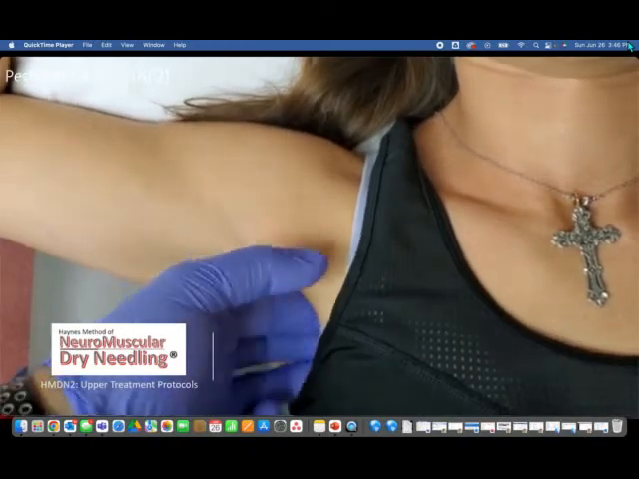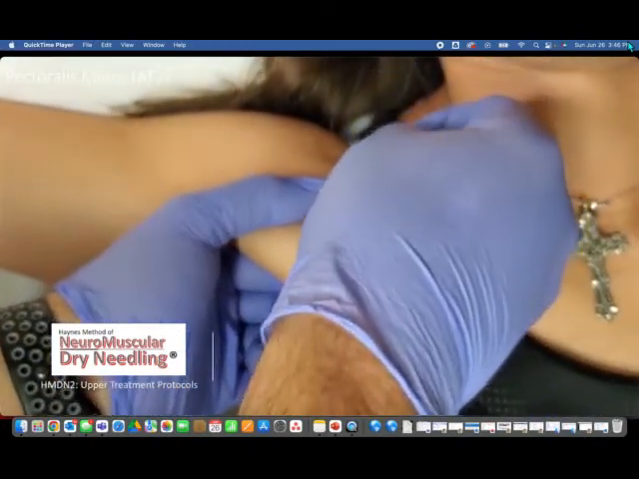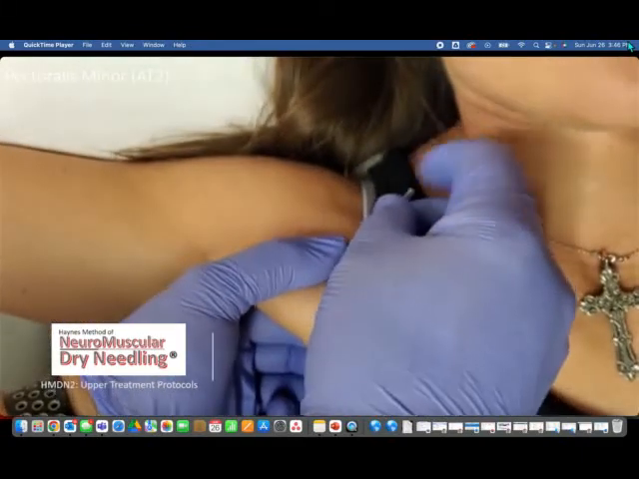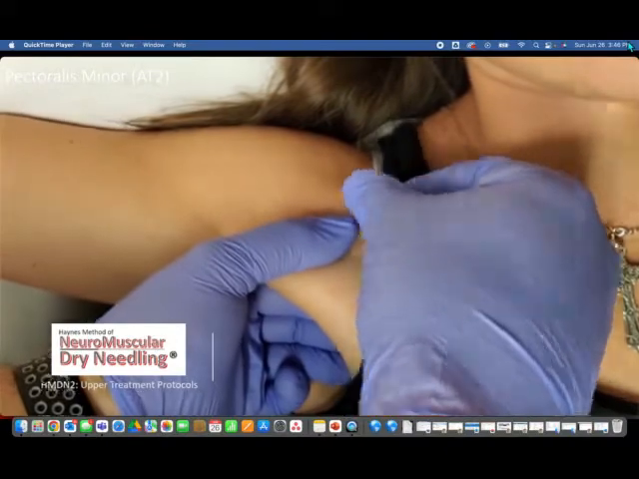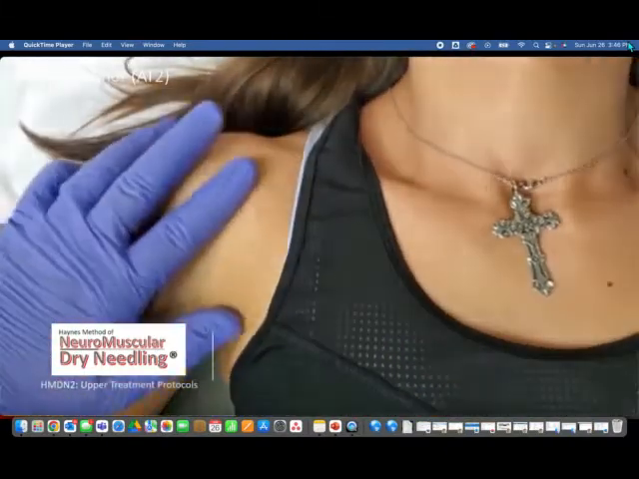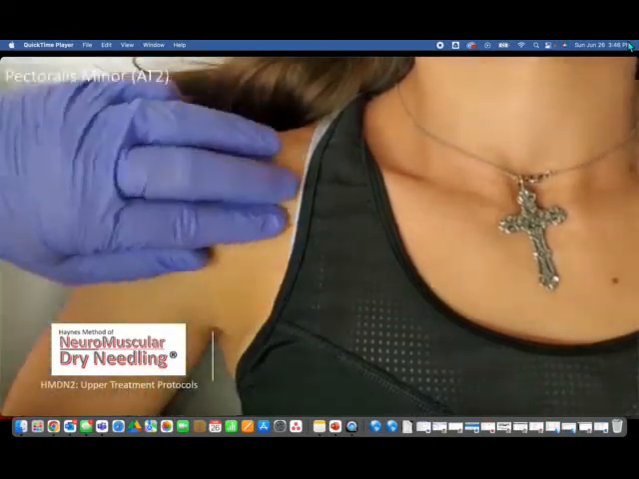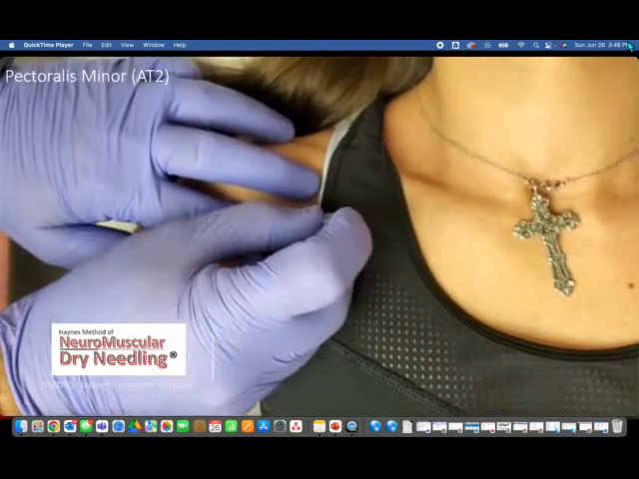Again, similar to Pec Major, for Pec Minor, because we're trying to get those fingers into the axilla far enough, almost approximating the coracoid process. So your palpation, your prep work can be more uncomfortable than the actual needle itself. So this second approach, we're going to go off the medial aspect of the coracoid process. That's the attachment site.